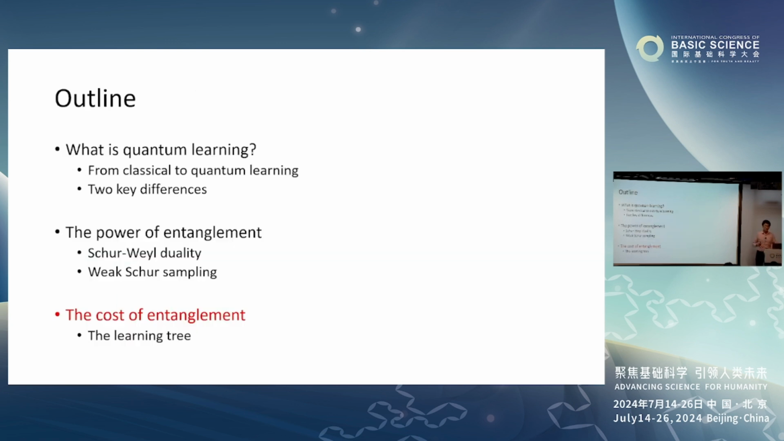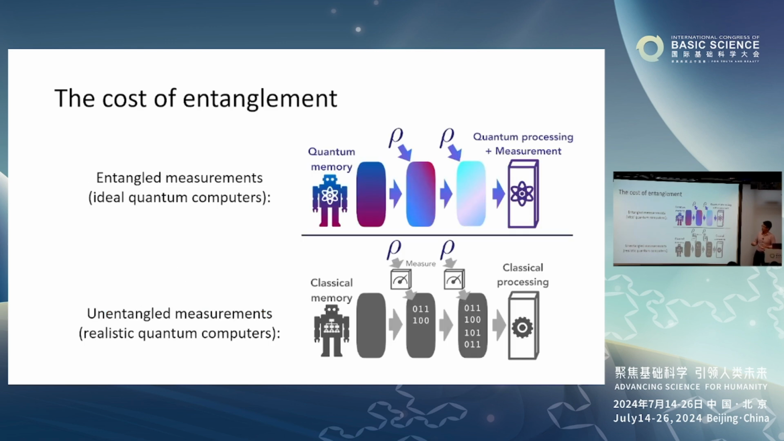It turns out that, unfortunately, while these entangled measurements are very powerful, they also come at a fairly heavy cost, particularly in terms of practicality and the ability to actually run these measurements on near-term quantum computers. And the explanation for this is fairly straightforward. Recall that an entangled measurement is a measurement on the joint state rho tensor n. But what is rho tensor n? This is just n copies of my mixed state.